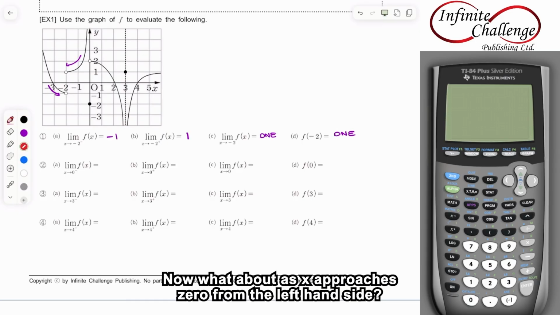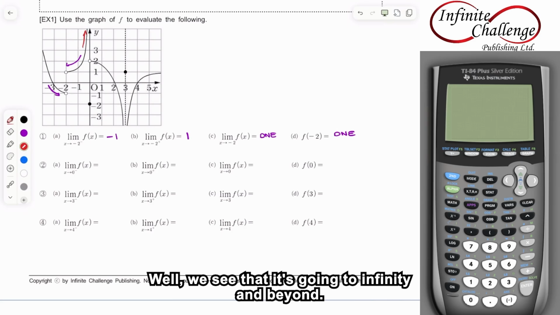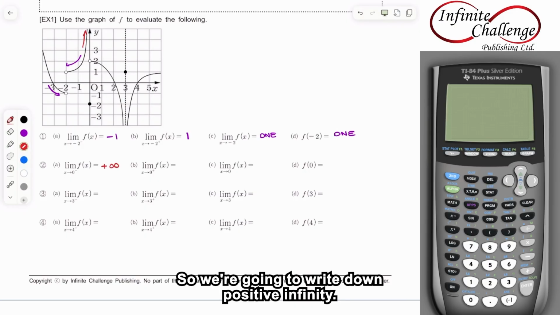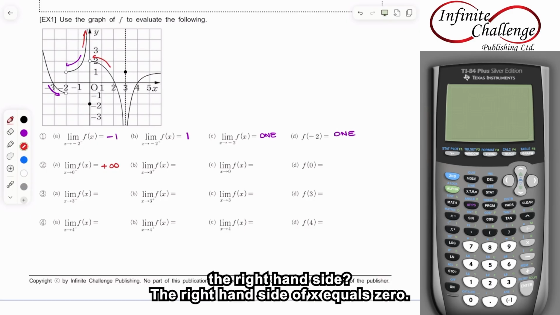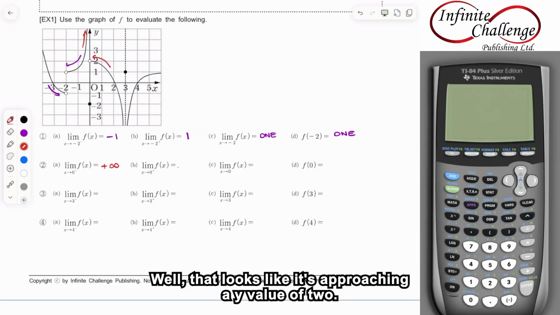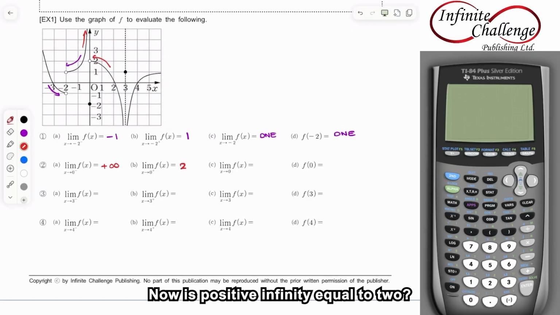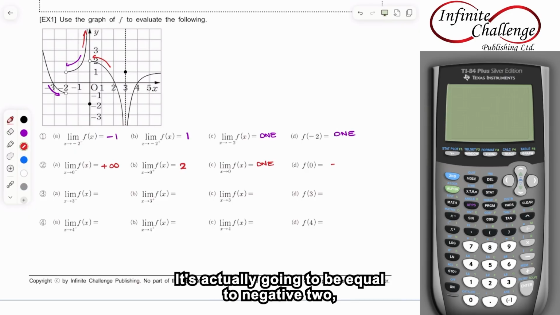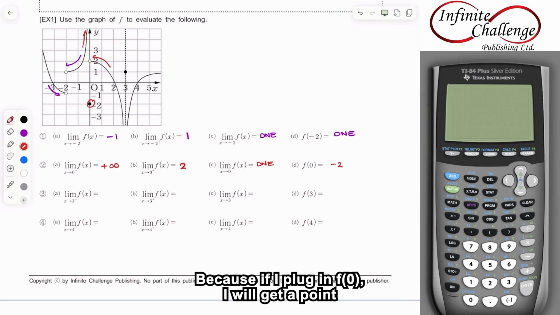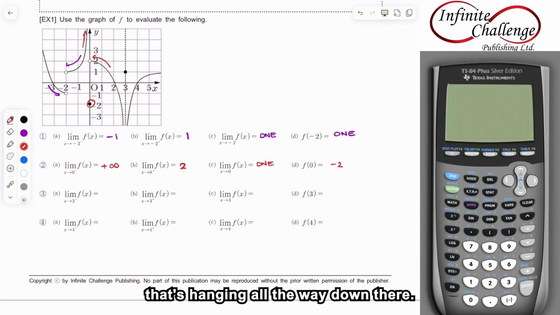Now, what about as x approaches 0 from the left-hand side? Well, we see that it's going to infinity and beyond. So we're going to write down positive infinity. What about the limit of f of x as x approaches 0 plus, aka the right-hand side of x equals 0? Well, that looks like it's approaching a y value of 2. Now, is positive infinity equal to 2? I don't think so. You say, oh, it does not exist. And therefore, the general limit at 0 does not exist. Oh, psych. f of 0 is actually going to be equal to -2, because if I plug in f of 0, I will get a point that's hanging all the way down there.